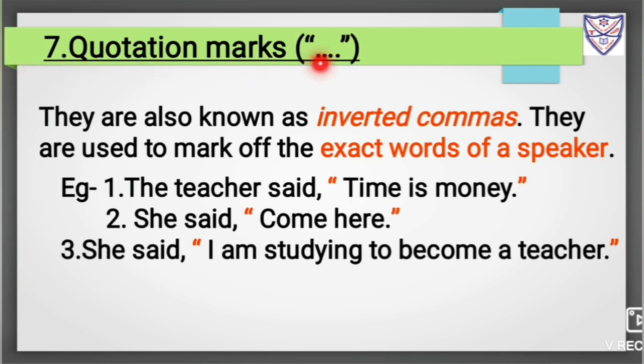Number 7, quotation marks. They are also known as inverted commas. They are used to mark off the exact words of a speaker. Let us see the examples.